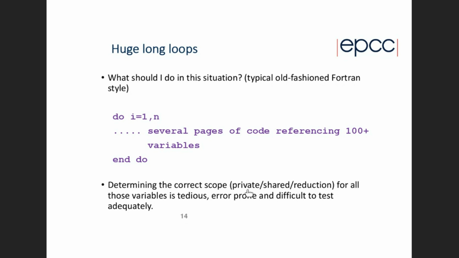figuring out for every single one whether it should be private or shared or reduction is tedious and error prone. And if you get it wrong, then you might just get a race condition. So it's nasty. So how do you handle this?